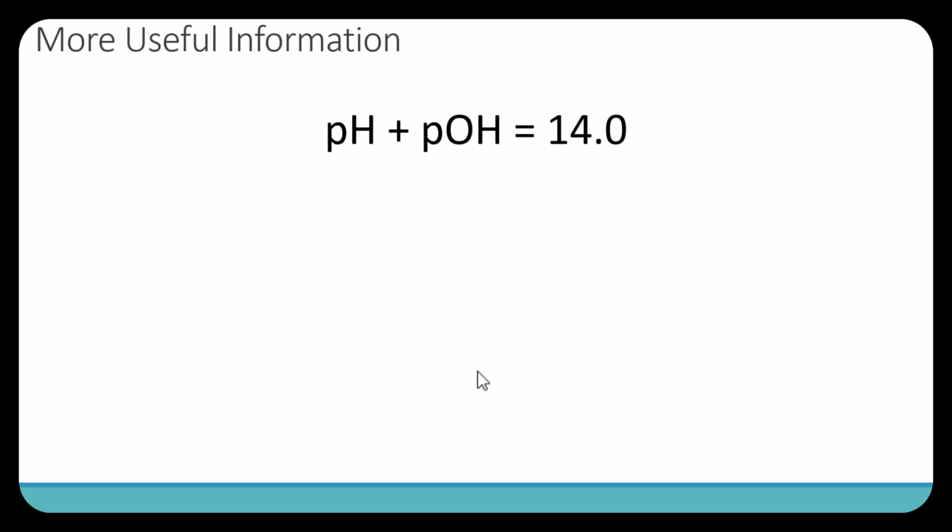So the first one is that pH plus pOH will equal 14. Why would this be important? Well, down the road, we may solve for hydroxide concentration. Then we solve for pOH, and through simple arithmetic, we can get to pH. So this is a relationship that's very useful.